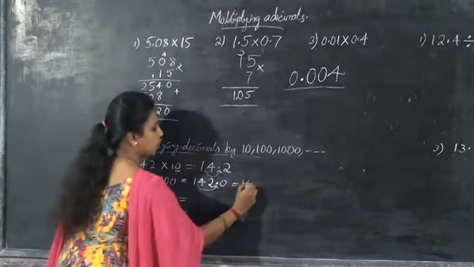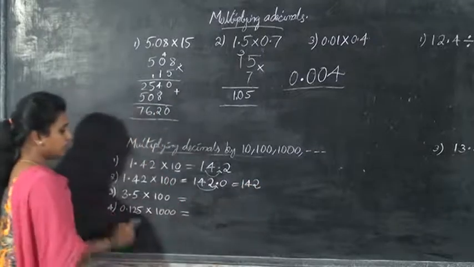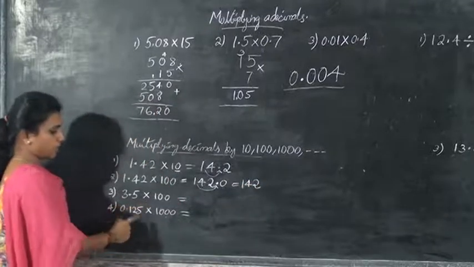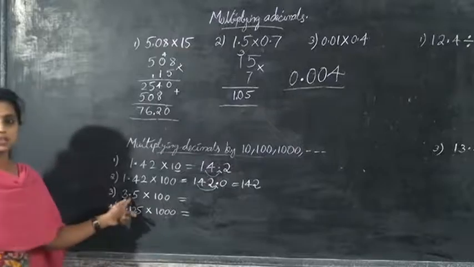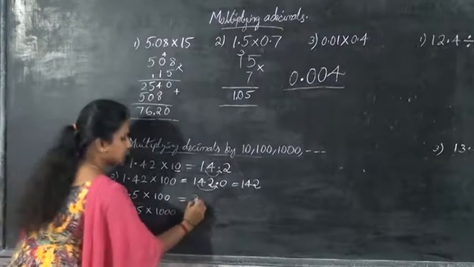That is 142. Then 3.5 into 100. Again you want to move the decimal point 2 places to the right.